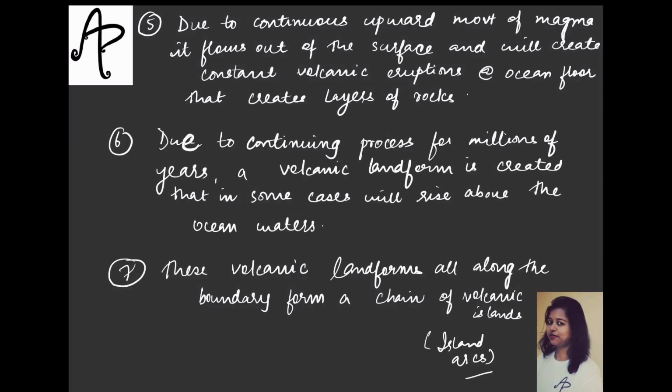Now next, what will happen? Because the magma is continuously trying to move upward, due to this continuous upward movement, it flows out of the surface, right? There will be constant volcanic eruptions, because it is continuously trying to move out. Because of these constant volcanic eruptions at the ocean floor, a layer of rocks is created by the continuing process. This is not going to happen overnight; it will take millions of years. A kind of volcanic landform will be created.